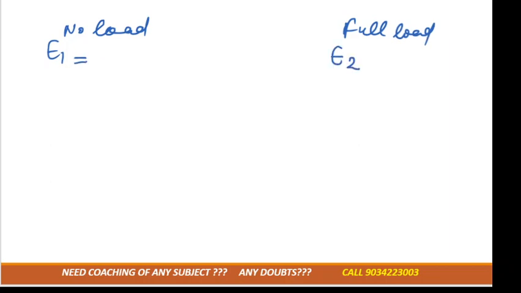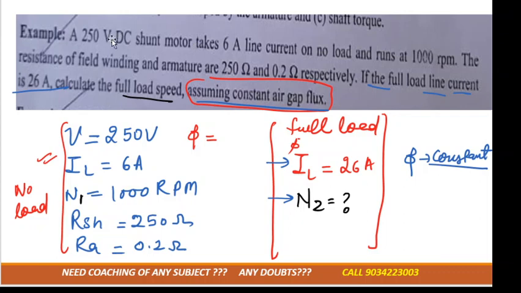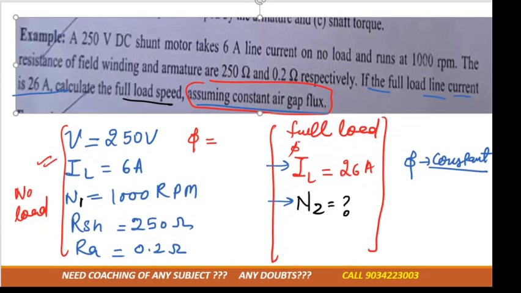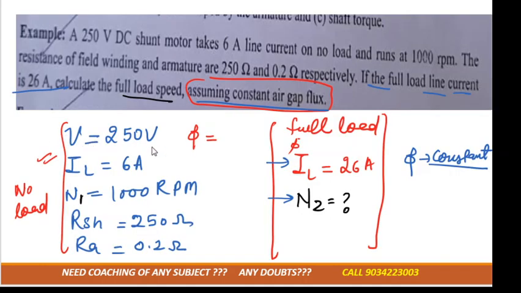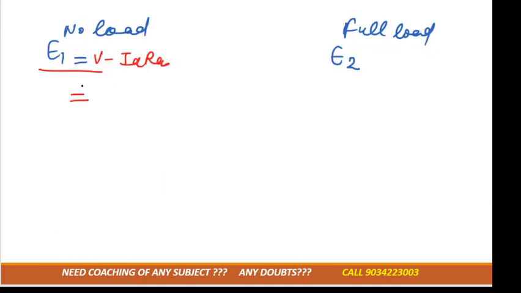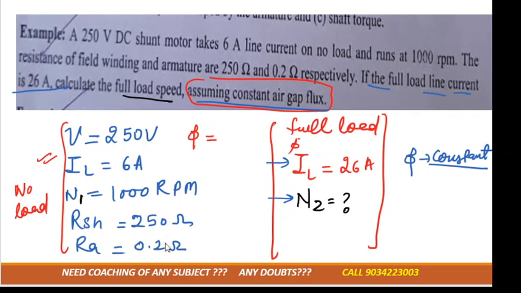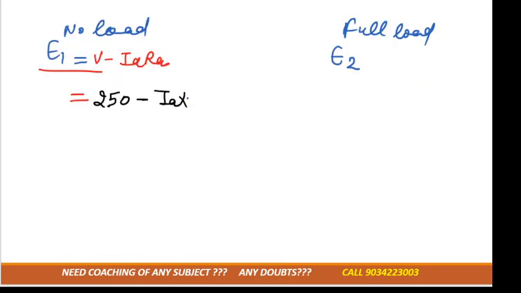Again, you know the formula, as they have mentioned that it is a DC shunt motor, right? So for DC shunt motor, what is the formula for EMF? That is V minus IARA, correct? Now we know the value of V, voltage, that is 250 volt, minus IA we don't know, but they have mentioned RA in the question. RA is 0.2 ohm, so we can write down 0.2 ohm as it is.